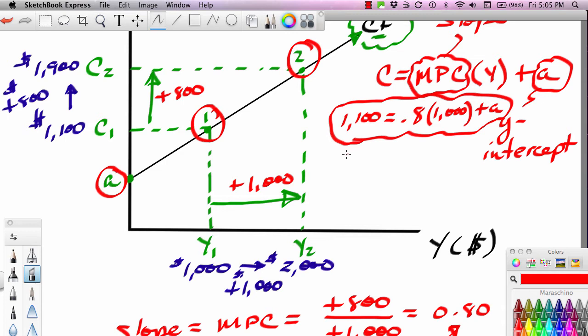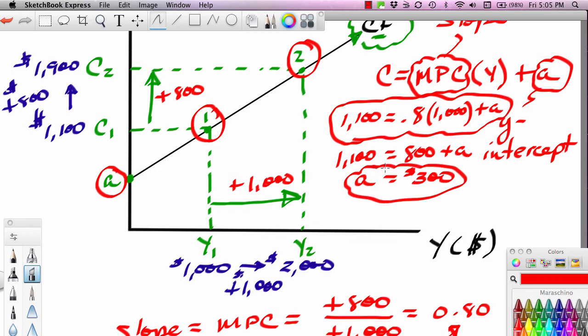solving for A. Well, now I have an equation here. So this is what? This is 1100 equals 800 plus A. Can rearrange here. A equals 300. So if I have 2 points on a consumption function, I can find a third point. In this case, A is what? A is 300.